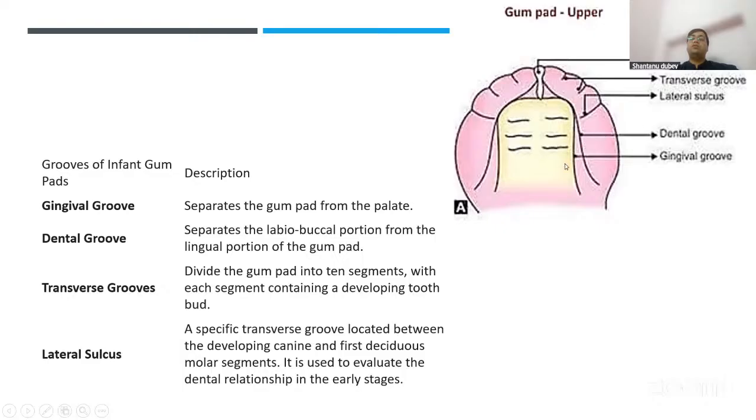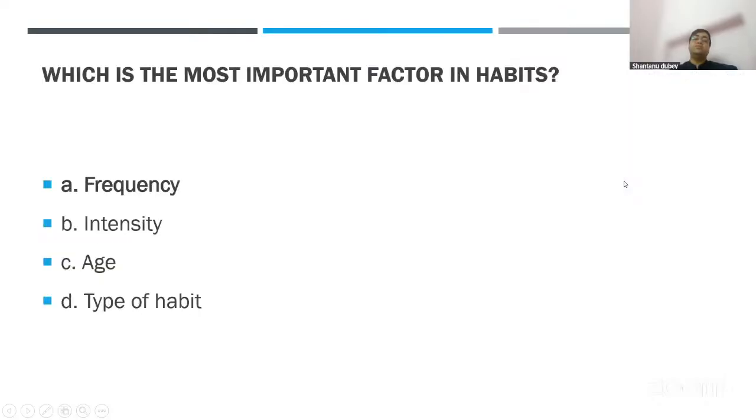Here it is all buccal. Beyond this is all lingual. Okay, transverse grooves divide the gum pads into 10 segments. 1, 2, 3, 4, 5, so 5 on the right and 5 on the left, total 10. So it divides into different sections for each tooth. That is the transverse groove. What is the lateral sulcus then? It is a specific transverse groove which is located between the developing canine and first deciduous molar.